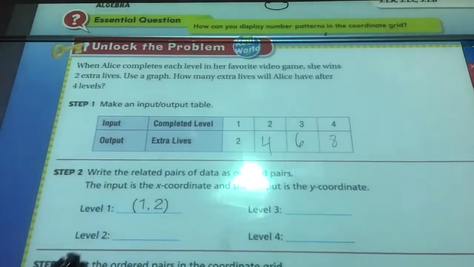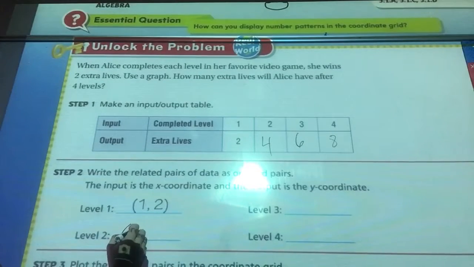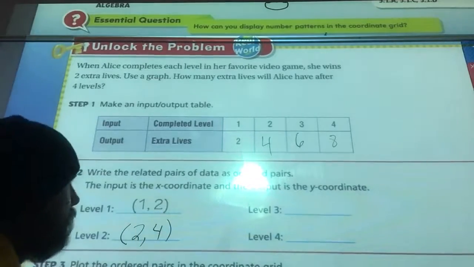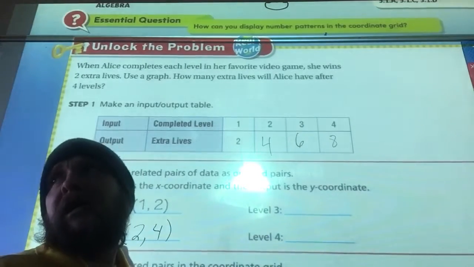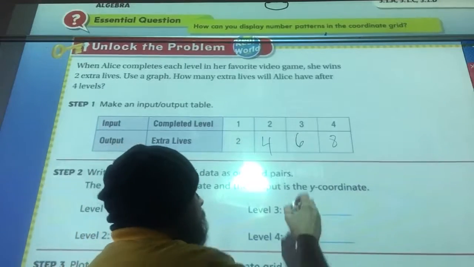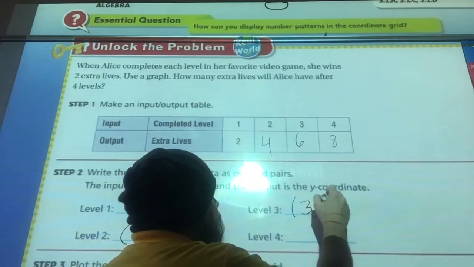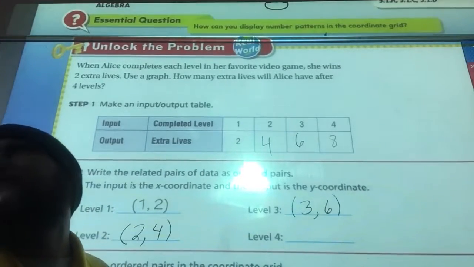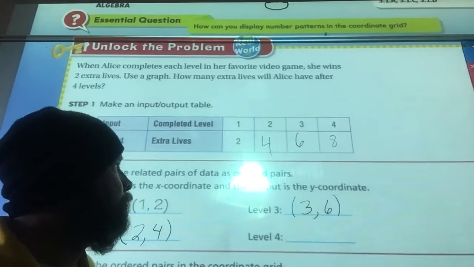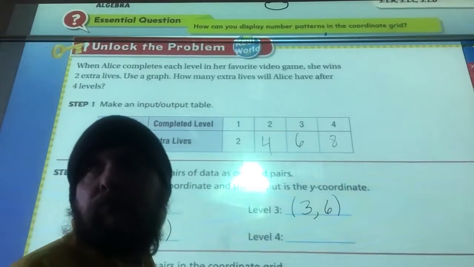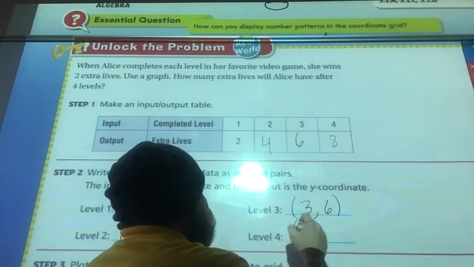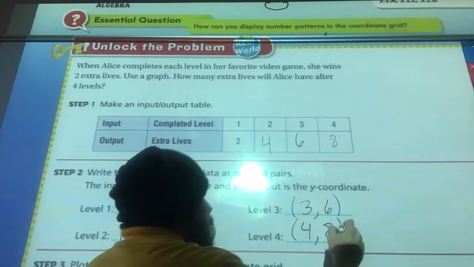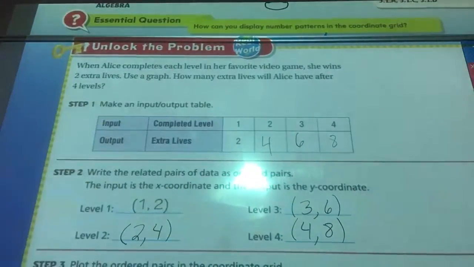So Addison, what's my ordered pair for level 2? 2, 4. Level 3, Betsy. 3, 6. Level 4, Ruben. Level 4 would be 4, 8. Okay, so those would be our ordered pairs.